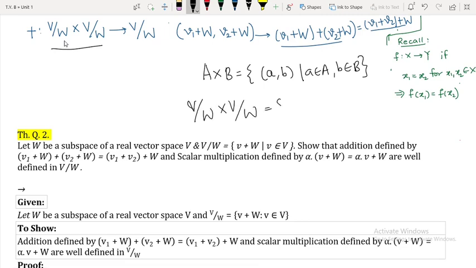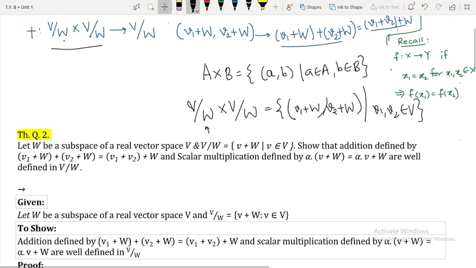So it will be of the form, one element from V mod W, so I will call it some v1 plus W, and the other element from what again? Again from V mod W, we will call it v2 plus W, such that v1, v2 belongs to what? Right? So just keep this in mind, okay. So this is nothing but our domain of our addition function.